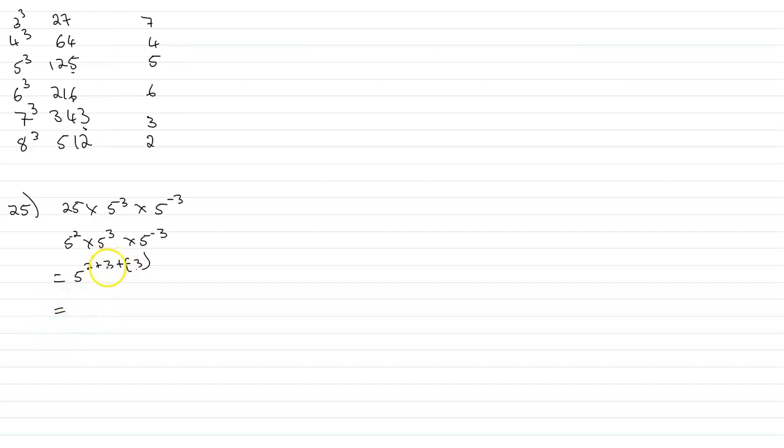So we know that if we add 3 with negative 3, we get 0. So then the answer would just be 5 to the power of 2. And that's our answer. That makes up for the last equation, where we had a lot of things that we needed to do, isn't it?